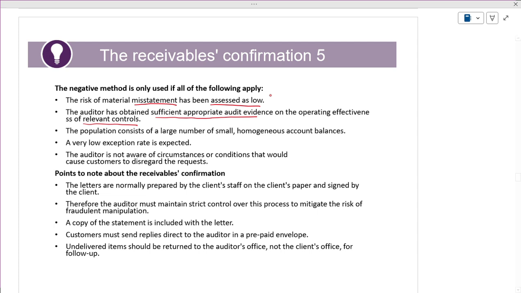When you are talking about the positive method, you are getting the complete picture and the accuracy level will be on the higher side. They are very pinpointing. They are very specific. They are identifying the things as specifically as possible. Automatically, what will happen? It will have its impact on the other party. The population consists of a large number of small homogeneous account balances.